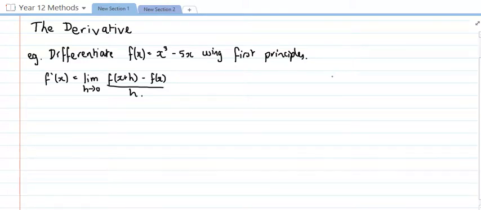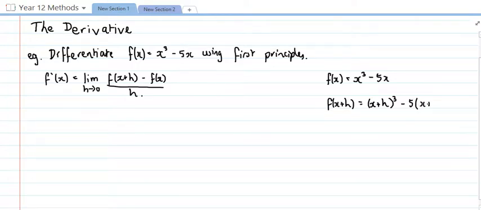Now off on this side, I'm going to write down f of x equals x cubed minus 5x, and I'm also going to write down f of x plus h is equal to x plus h cubed minus 5 times x plus h. So just subbing in the x plus h wherever I see the letter x in the original equation.